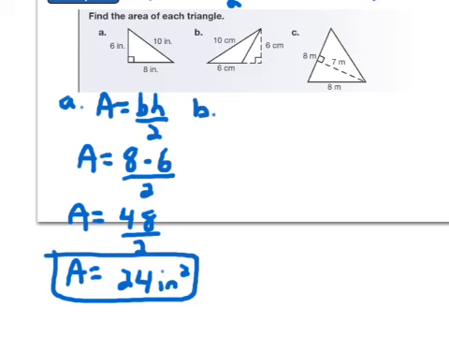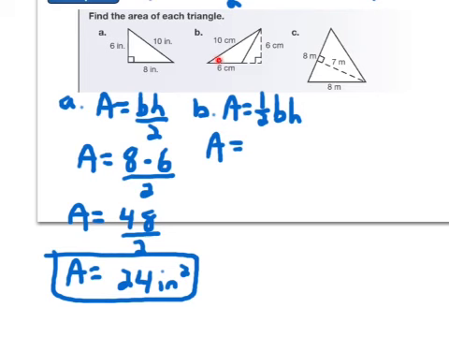B. This time we'll use the other formula. Area equals 1/2 of the base times the height. Okay? 1/2 times base times height. So again, first we got to pick out the base and the height. Remember, the base and the height are the ones that make a 90-degree angle together. Okay? Well, look for your 90-degree angle first.